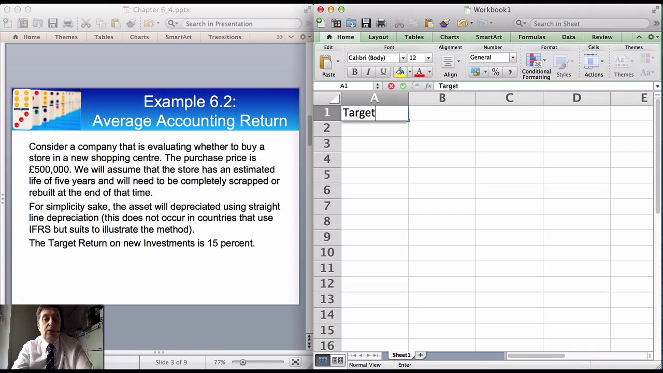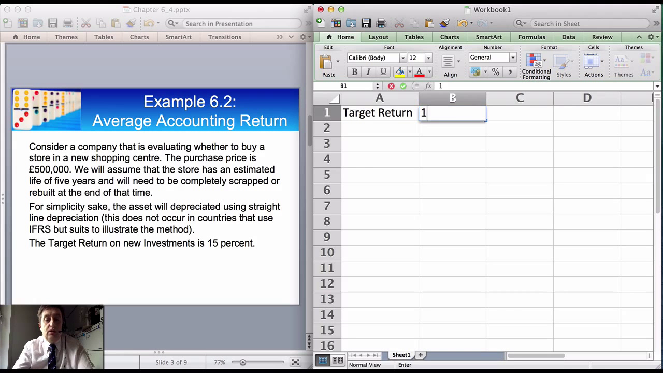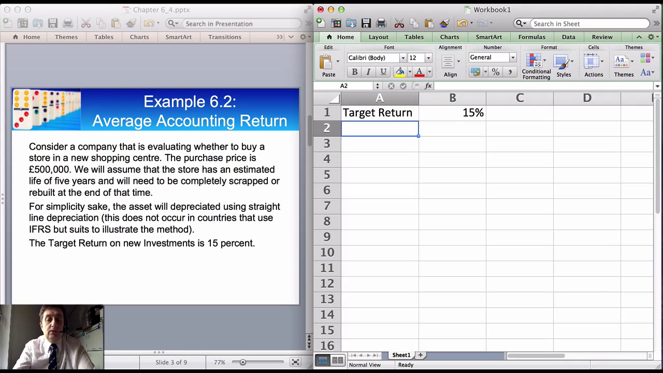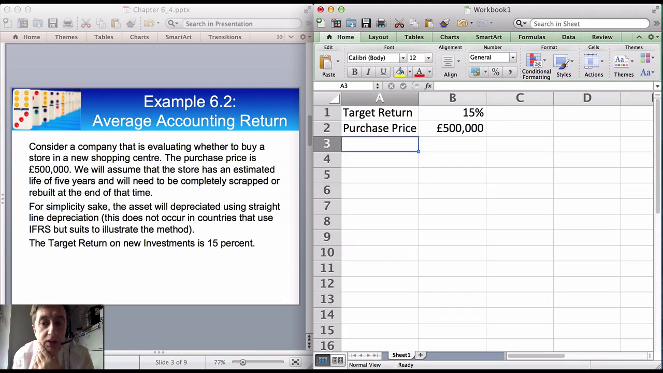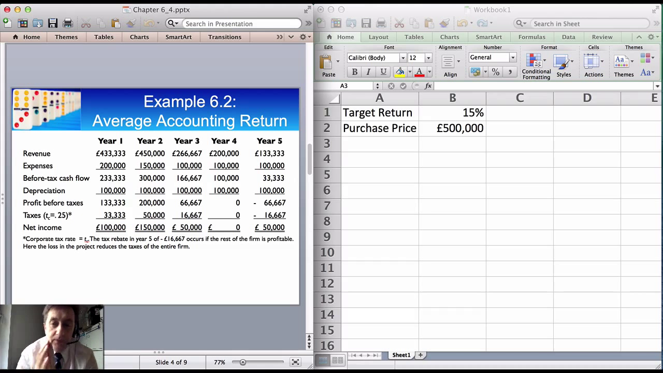So I'm just going to write these things down. Target return is 15%, and the purchase price is £500,000. Okay, so target return is 15%, purchase price £500,000. Now what we do is we have to calculate the average accounting return. The average accounting return calculates the average net income and divides that by the average investment.